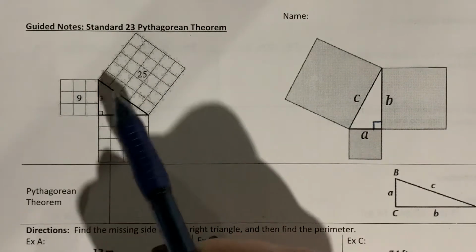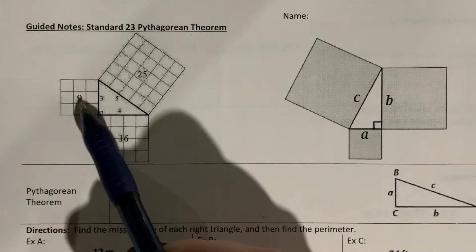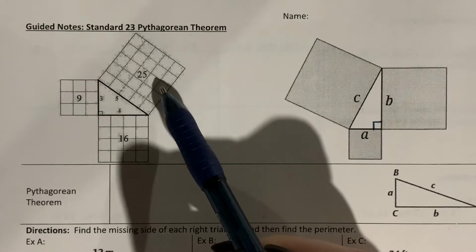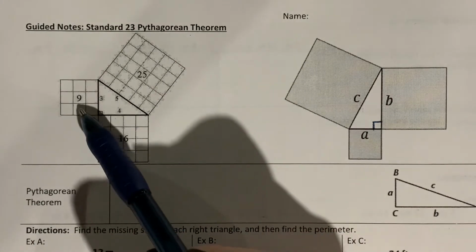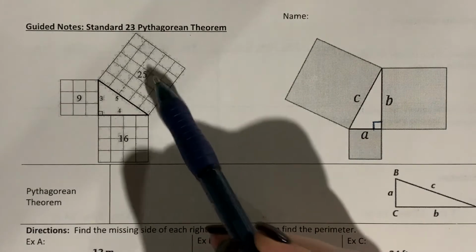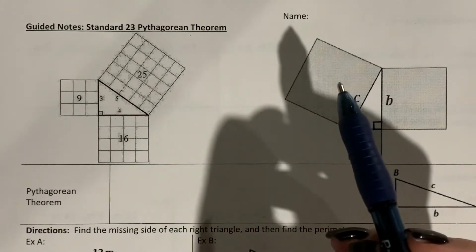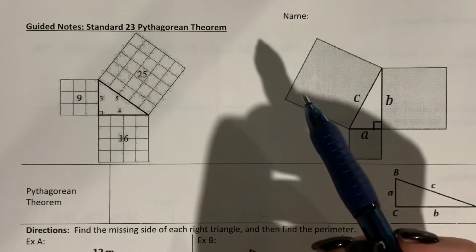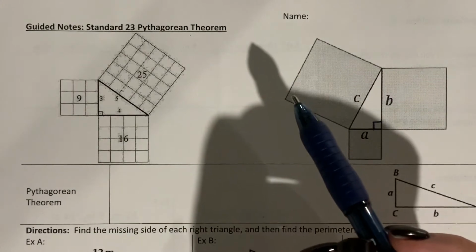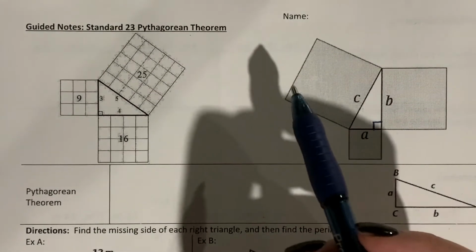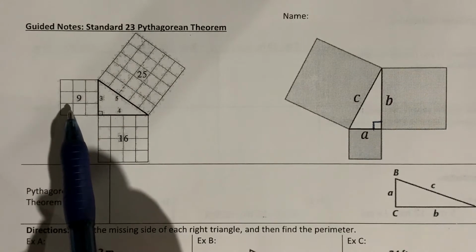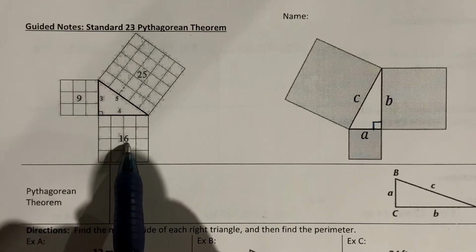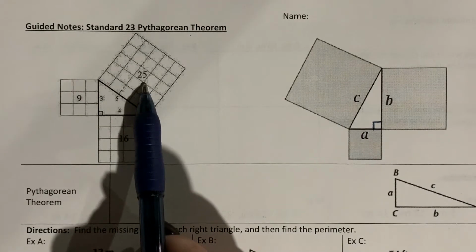So take one moment, and I'd like you to look at the 3 areas of the squares that you see. Do you notice a relationship between our 3 squares of 9, 16, and 25? If you look at 2 of the squares and compare them to the 3rd square, do you see a relationship? You may notice, maybe you picked up on it here, that the sum of my 2 smaller squares, 9 plus 16, equals 25, my bigger square.